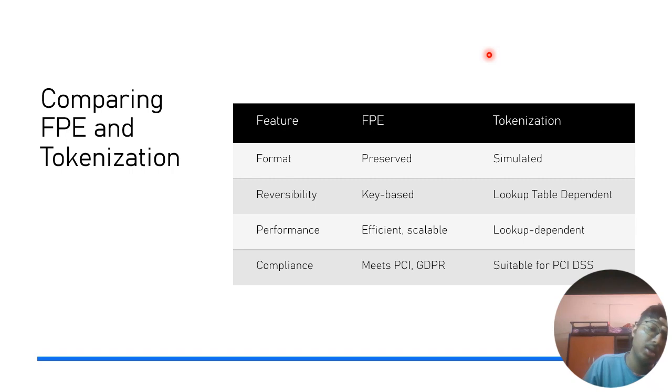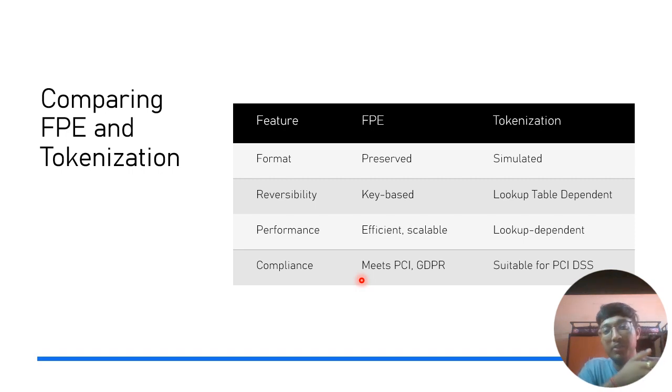Now this is something you can see. What is the difference between FPE and tokenization? In terms of format, FPE is format-preserving, reversible, and key-based, while tokenization is lookup-table dependent. FPE is performance efficient and scalable, and its compliance meets PCI, GDPR, and is suitable for PCI DSS. In summary, tokenization replaces the data with reference tokens and requires a central lookup for reversibility.